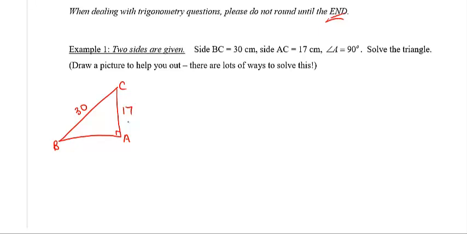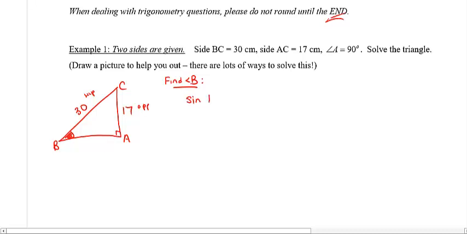Now, it doesn't matter which one you do first. So I'm going to find angle B first. You can find angle C first if you want, or you can find the missing side length AB. It doesn't really matter. But to find angle B, I'm going to look at the numbers that I have, the 17 and 30, and ask myself what they represent: hypotenuse, opposite, adjacent. In this case, the hypotenuse is 30, the opposite is 17, so which trig ratio do I use? Think soh cah toa.